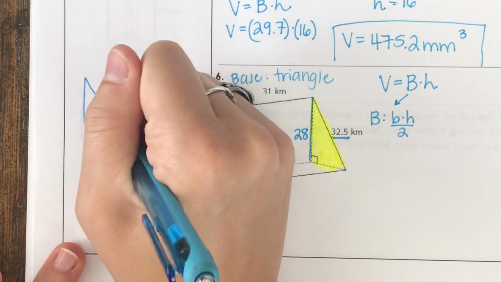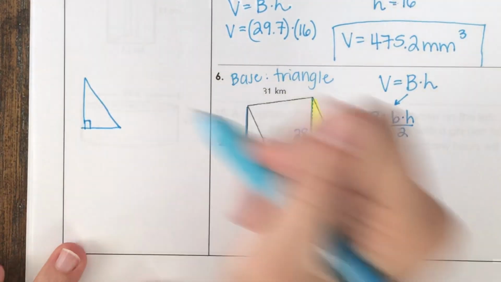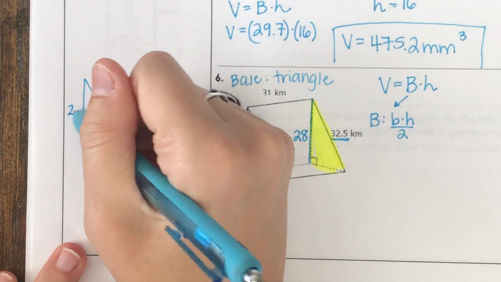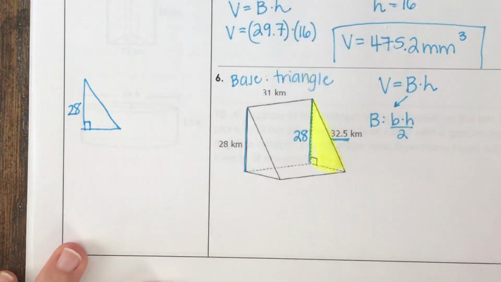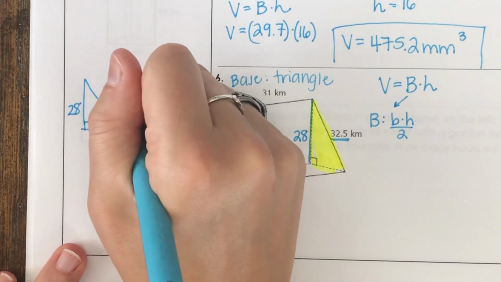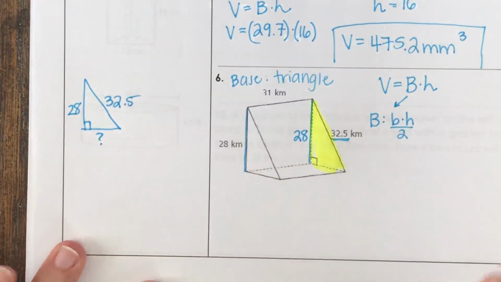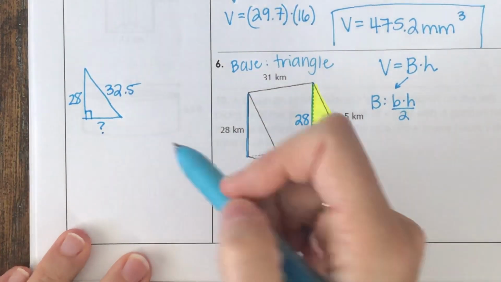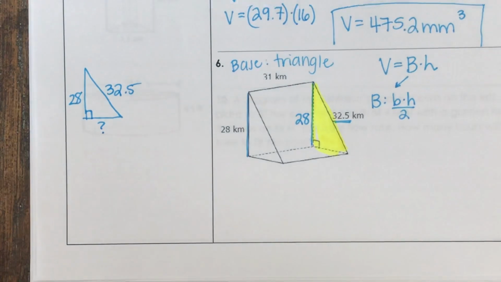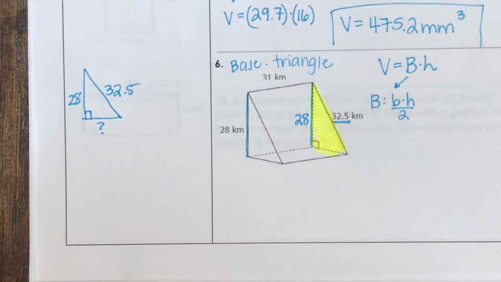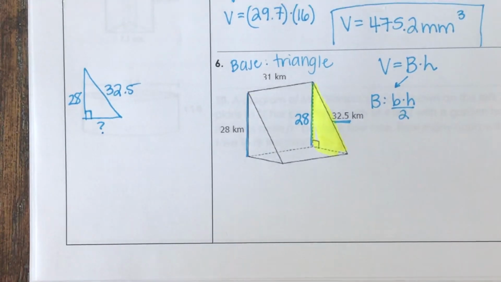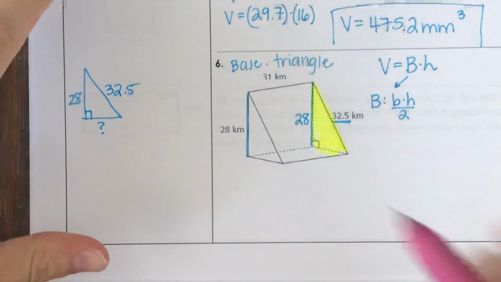So if I were to redraw that triangle right over here, it's a right triangle. This side is 28, this side is 32.5, and this side is my unknown. Now, when you have a right triangle and you are trying to solve for an unknown side length, you are allowed to use the Pythagorean theorem, right? A squared plus B squared equals C squared.